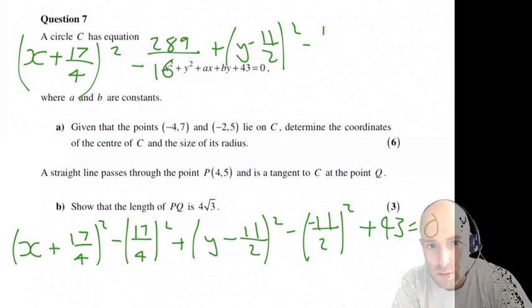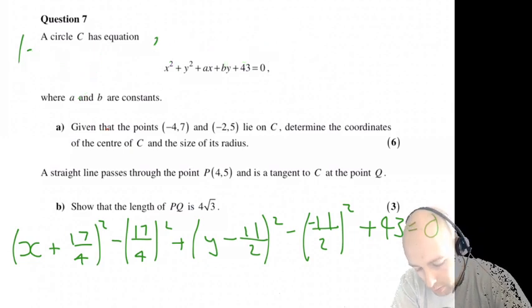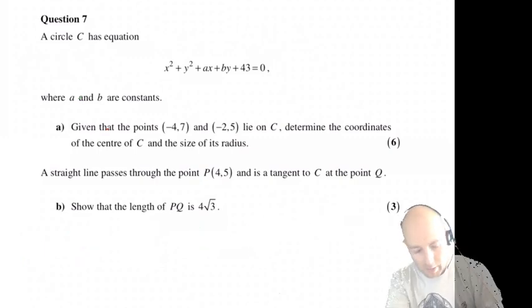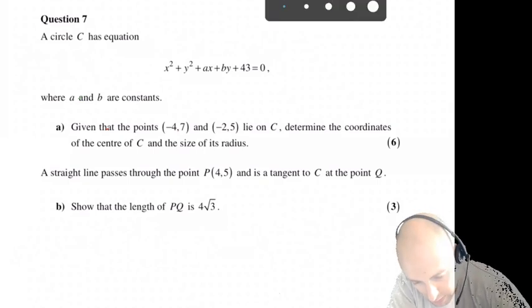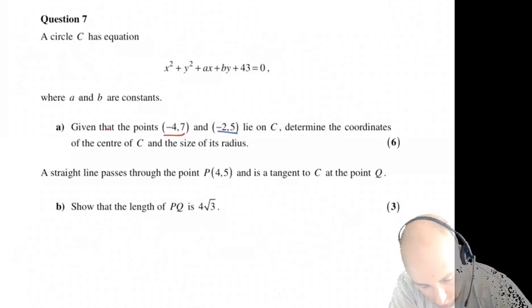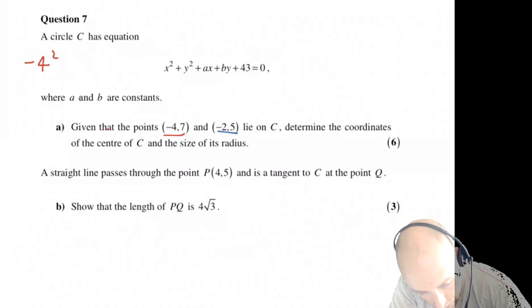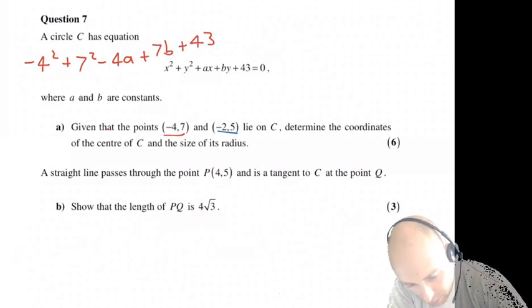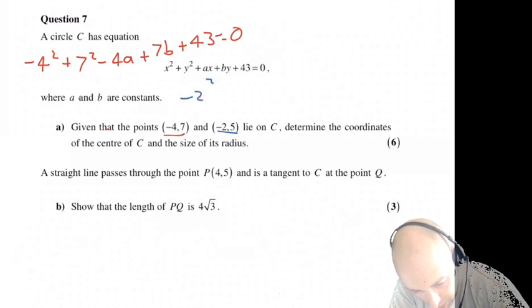All right, let's try and bodge this back together. I can't be bothered to wait for that. Real speedy like. Let's see if we can race through this. I've gone through the theory, just my workings were bad. So we're going to use this point for red, this point for blue. Let's do red first. So we're going to get minus 4 squared plus 7 squared minus 4a plus 7b plus 43 equals 0. And for blue, minus 2 squared. Better put some brackets around that.